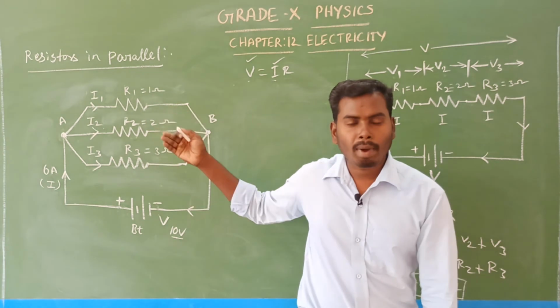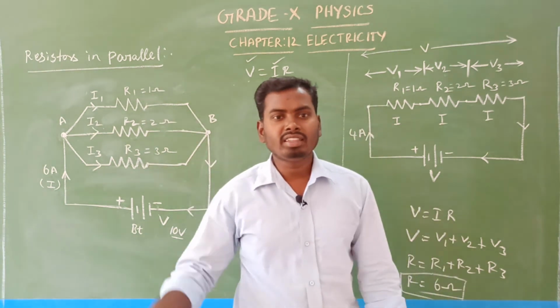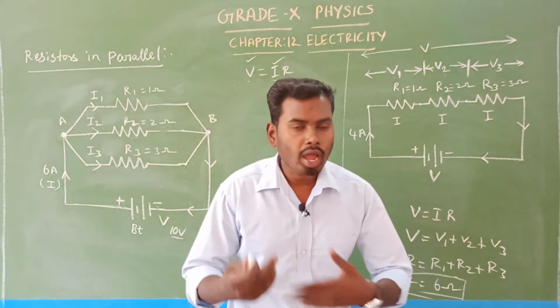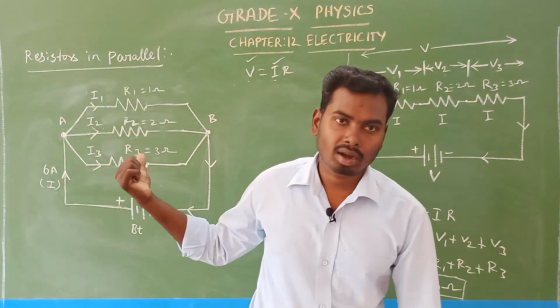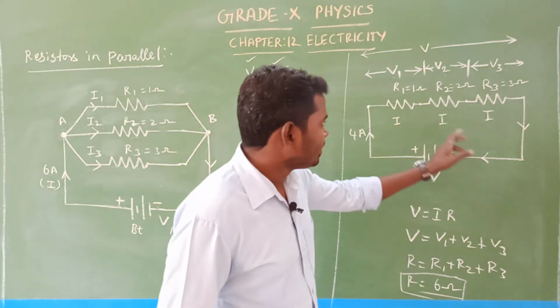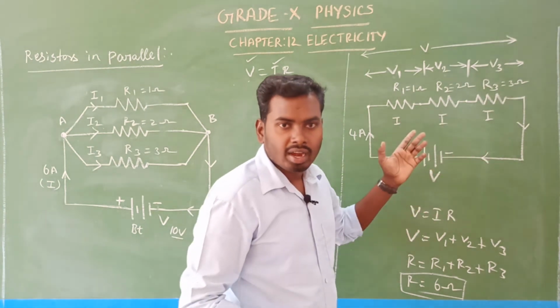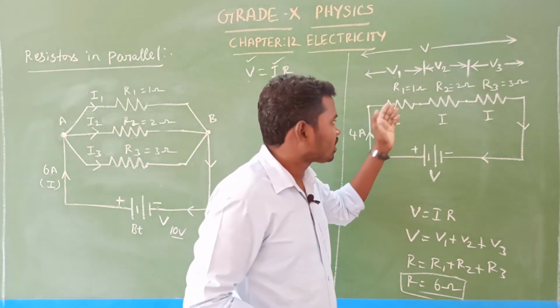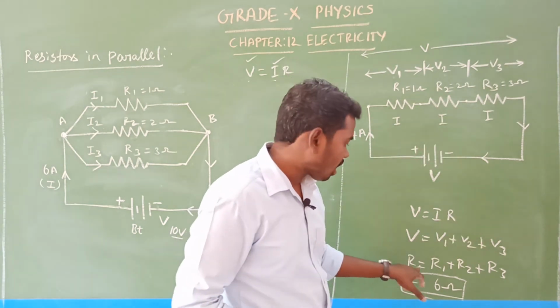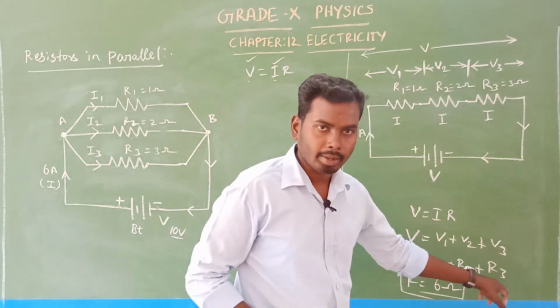Okay, because both are parallel to each other, so we cannot add all the resistance values. Then how can we get the total resistance value in parallel, sir? Okay, look here. In series, all the resistors are connected one after another, so if we add all the resistance values, we can get the total resistance value, which means R is equal to R1 plus R2 plus R3. Am I right?